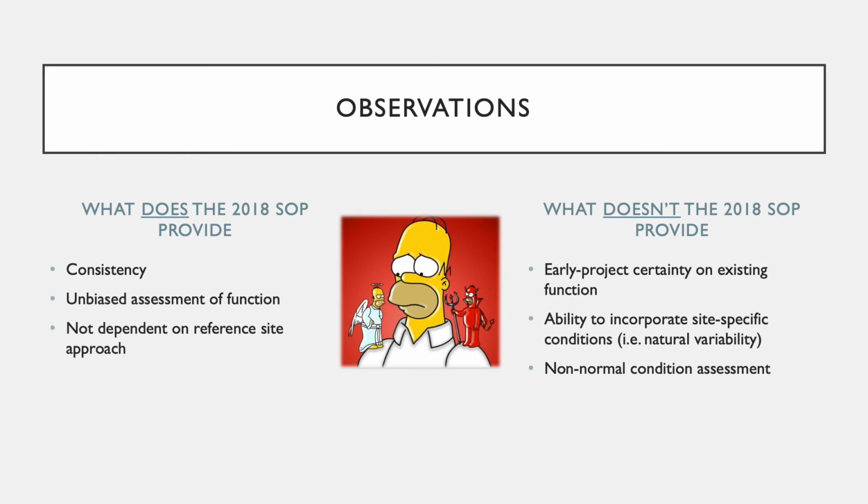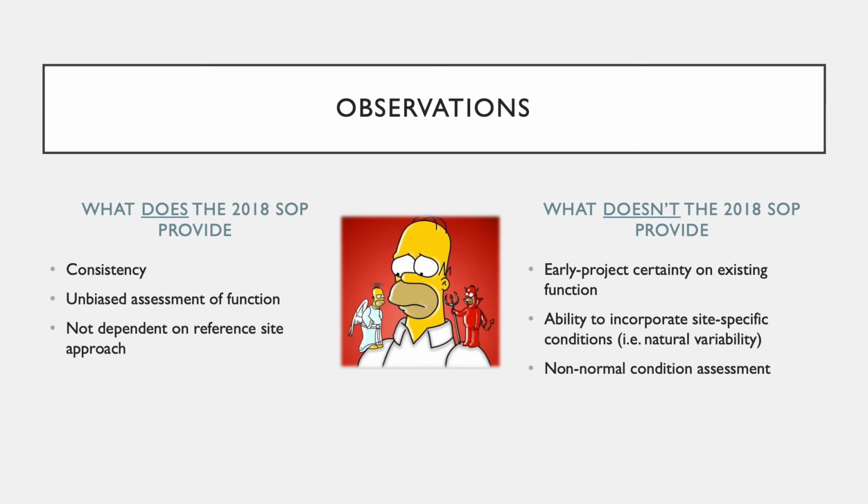The problems: what the 2018 SOP does not provide is a good way of conducting functional assessments without a pretty significant amount of monitoring. We have to know soils, we have to have at least one growing season's worth of hydrologic monitoring data, and then that monitoring data is contingent upon observing normal climatic conditions, which we all know, and has just been demonstrated, is difficult as well.